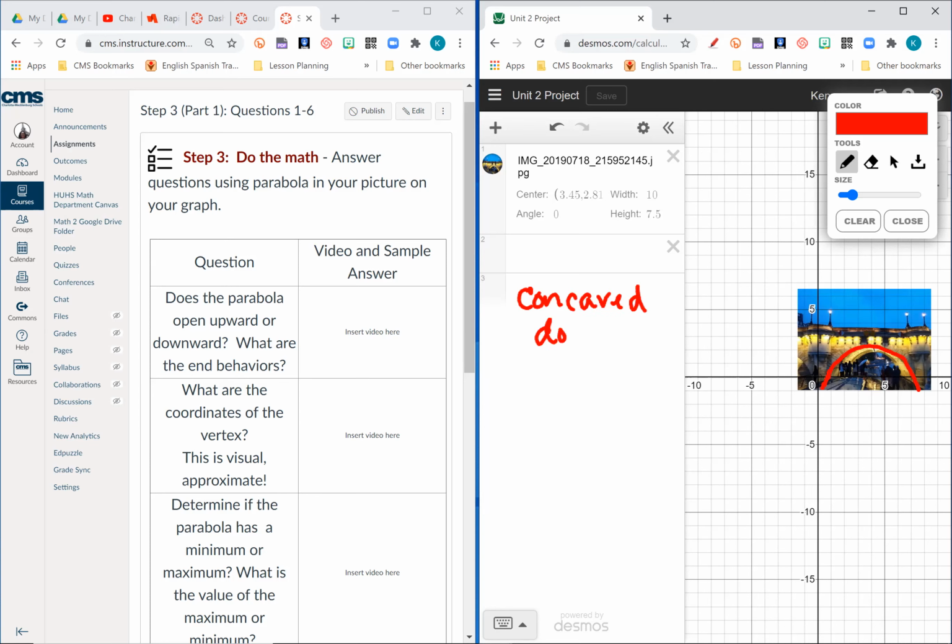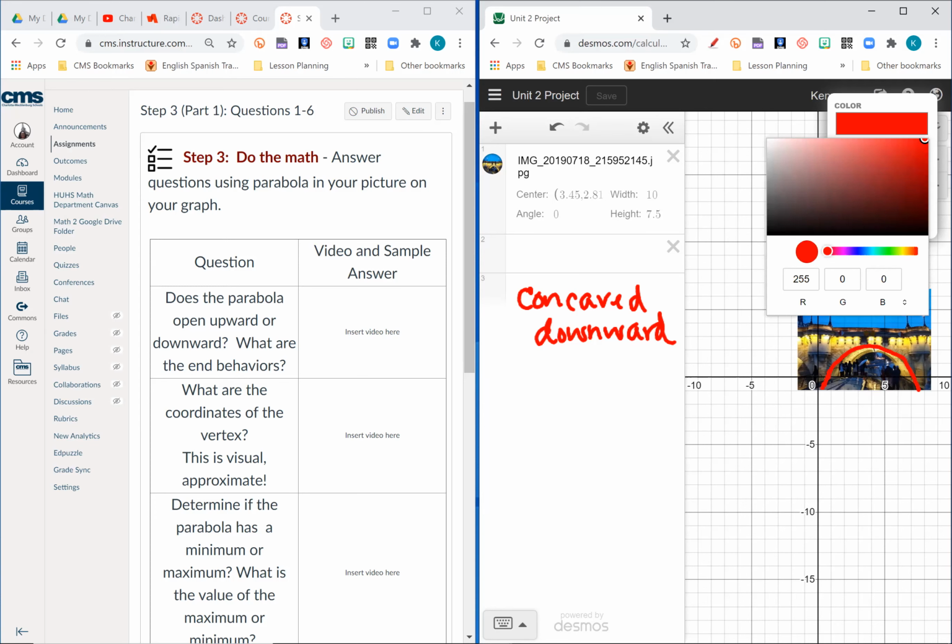As I'm answering these questions, I am recording all this information so that I can include it in my write-up for my project. All right, in a different color, let's talk about the end behavior, because the next question is, what are the end behaviors? Remember, end behaviors happen towards the ends of the graph, right?